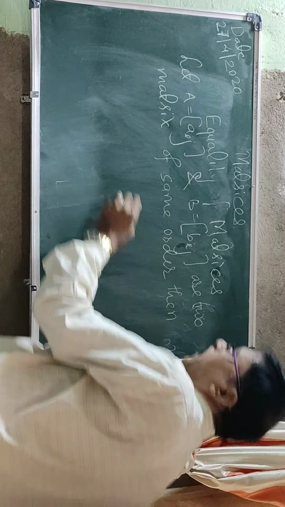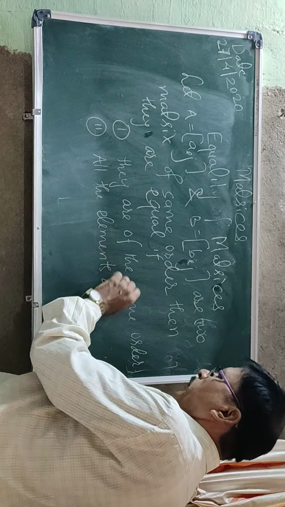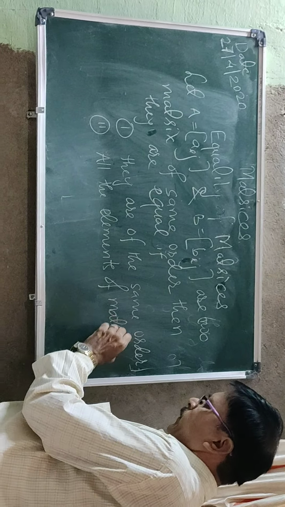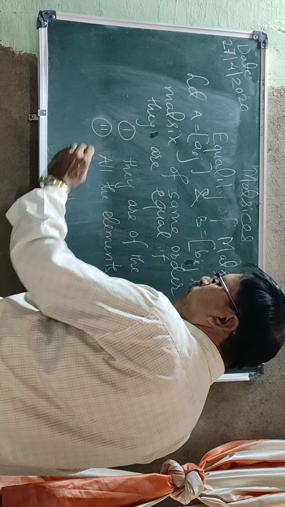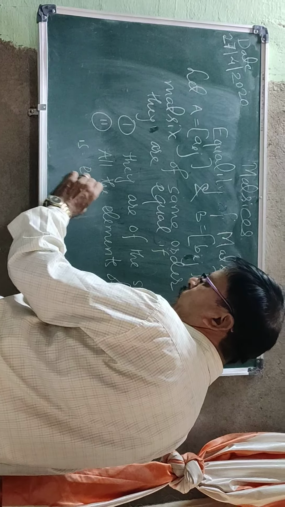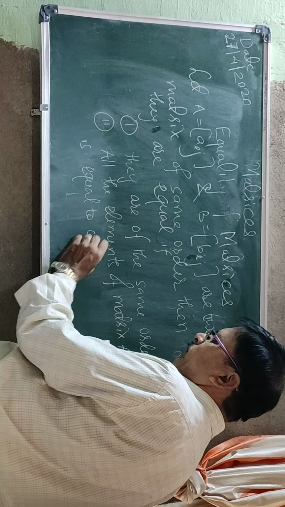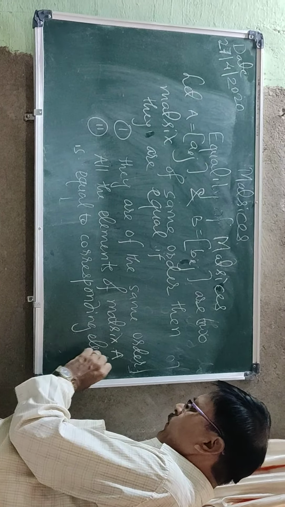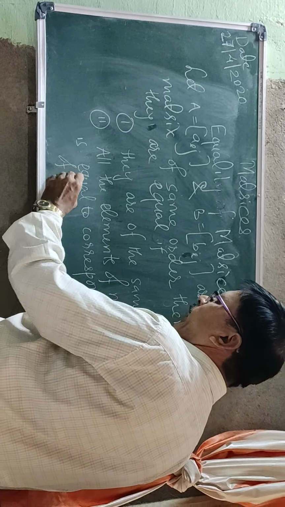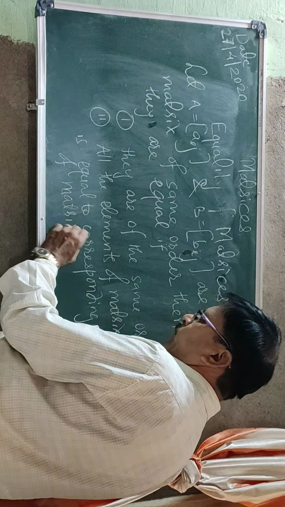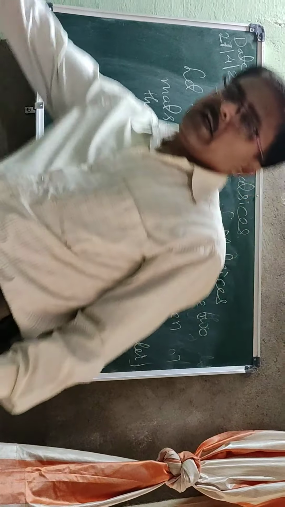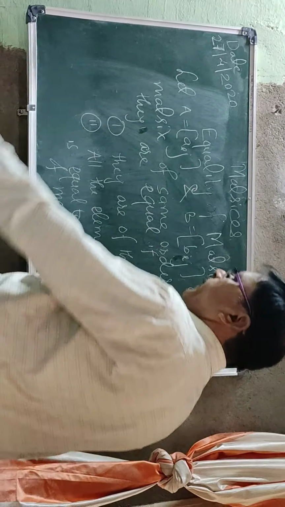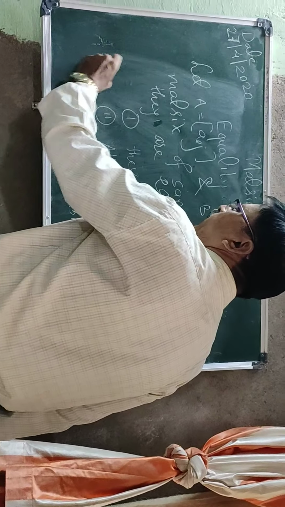And the second one is all the elements of matrix A are equal to the corresponding elements of matrix B. At that time we can say that the matrix A and B are equal, and it is denoted as A is equal to B. Matrix A is equal to matrix B.